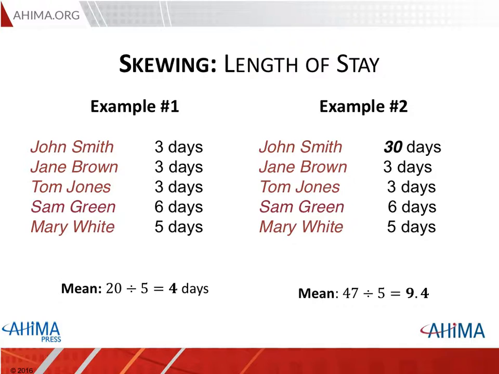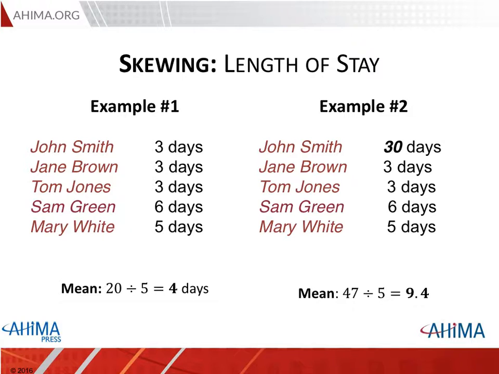Let's see how a higher value could skew the mean. This is our same 5 patients. However, this time, John Smith's length of stay in the hospital was 30 days, not 3 days as previously reported. The higher value will skew the data. If we recalculate the mean, we would add up the 5 values. By adding up the length of stay for our 5 patients, we came up with 47. We divide this total by the number of patients. 47 divided by 5 equals 9.4 days.